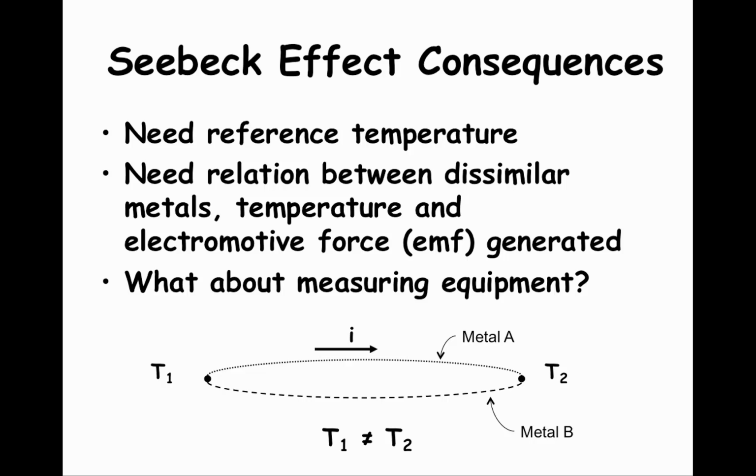The Seebeck effect has some consequences if we want to use the principle to measure an unknown temperature. We need to know one of the temperatures, which is called the reference temperature. In the old days, an ice bath at 0 degrees Celsius was used as the reference temperature because it was fairly easy to create. We also need to know the relation between the two dissimilar metals and the electromotive force generated. Electromotive force can be abbreviated as EMF. Finally, we need a way to measure the current.